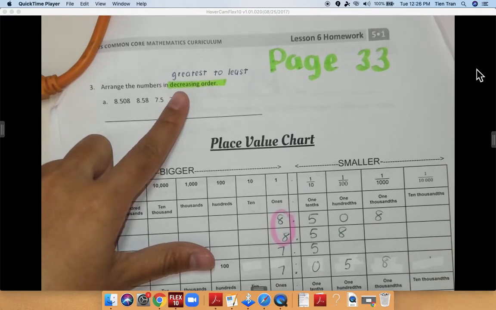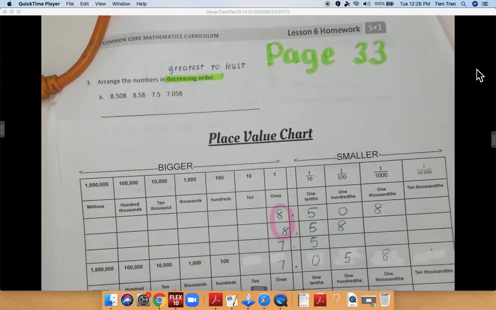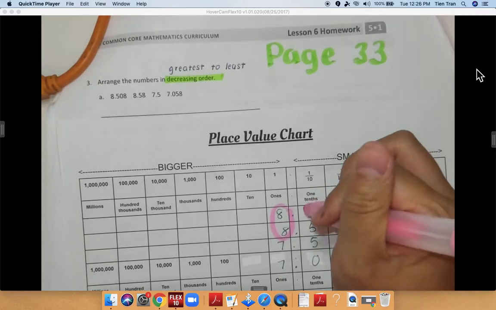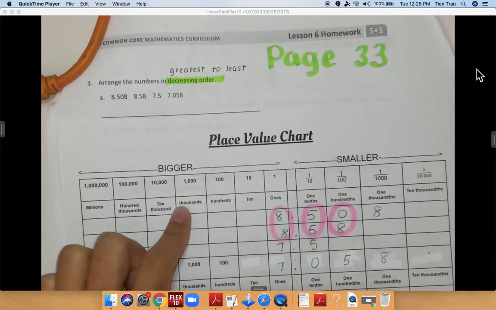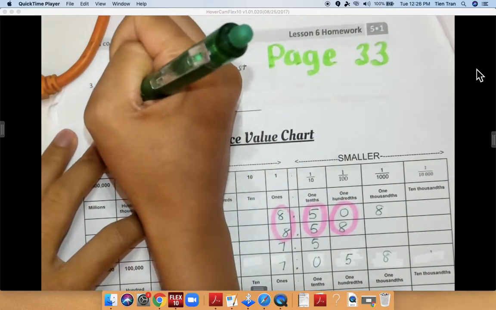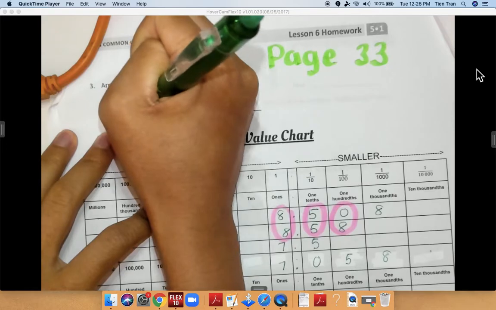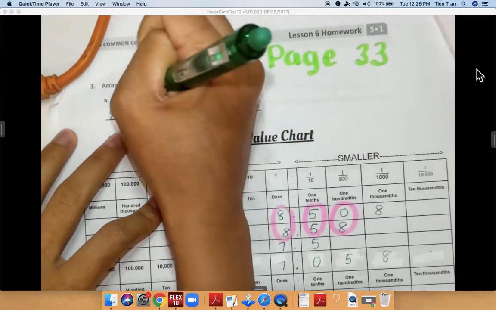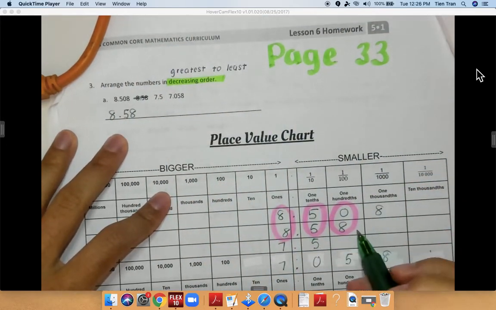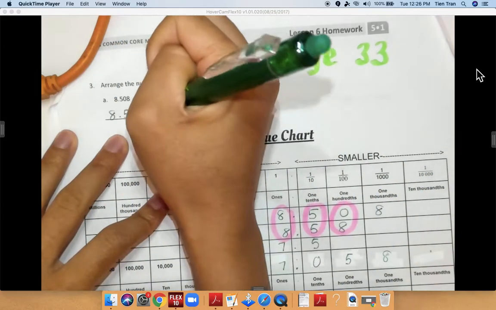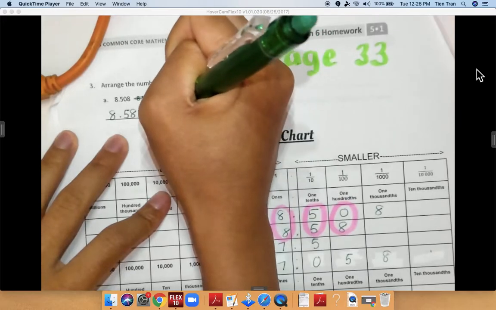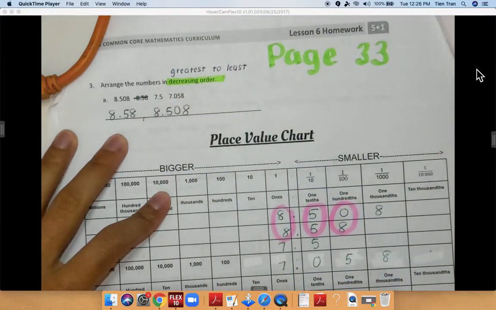After the 8s, I have my 5s. So I'm going to make sure I circle my 5s. They're the same, so I can't tell which one's bigger. Now, 8 is bigger than 0, so that is the first number. 8.58 is the largest number. And then next is obviously going to be 8.508. Now I have 2 more.